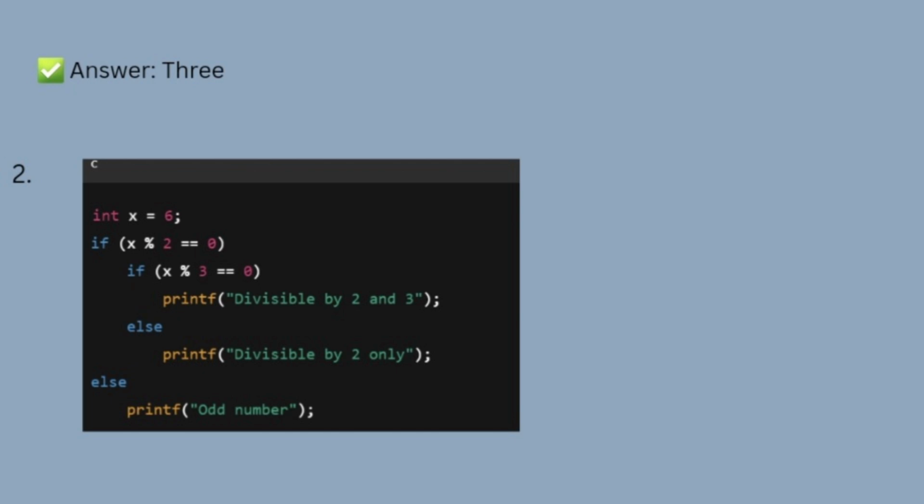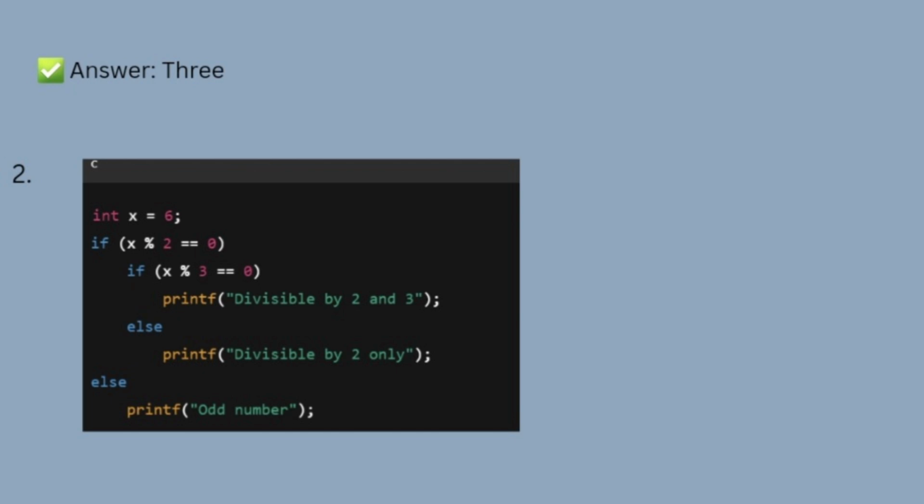Let's go through the simple C program step by step. First, we begin with a declaration. So the value of x is initialized to 6. Now we move on to the first if condition. This checks whether x is divisible by 2. Since 6 modulo 2 equals 0, the condition is true. So we enter this block.